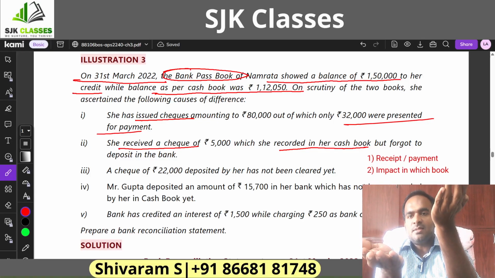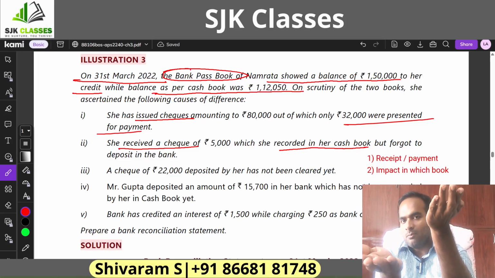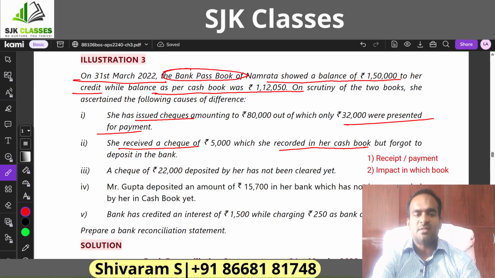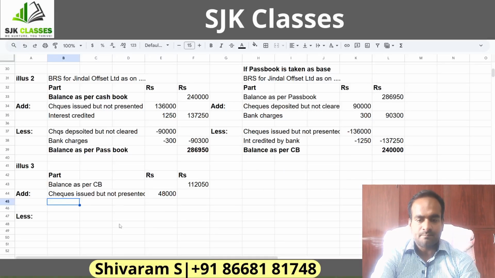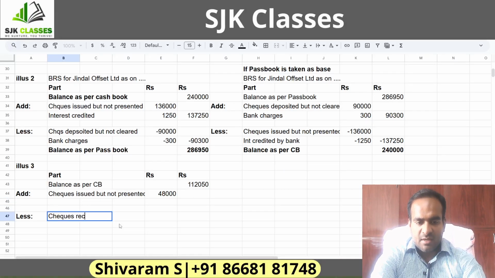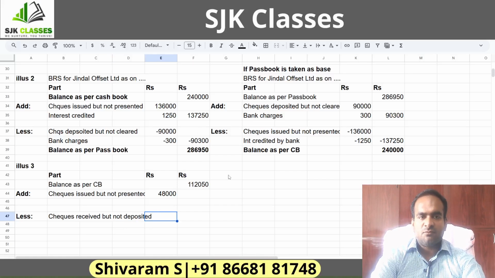So for BRS, plus or minus your left hand only. To match with the right hand, you must reduce your left hand. It's a case of reduction. So 5,000 will be shown as a reduction: checks received but not deposited. The not deposited amount is 5,000, so subtract 5,000. Over. Next one.